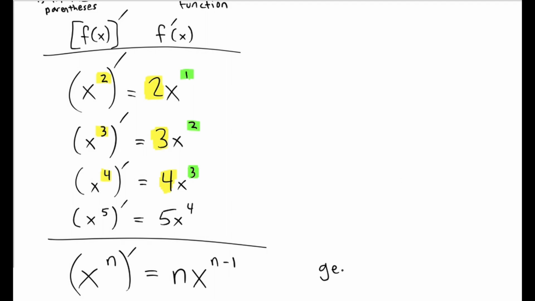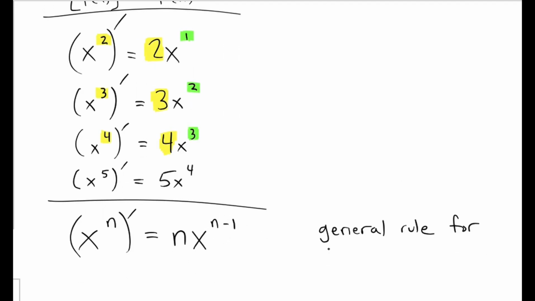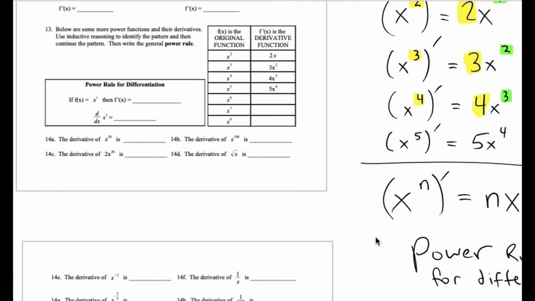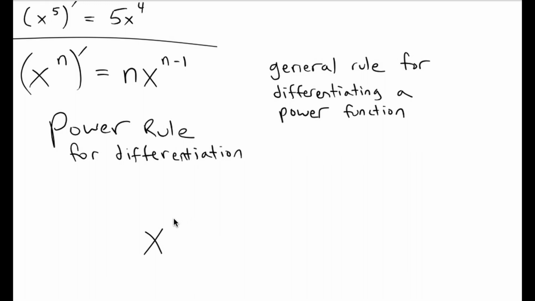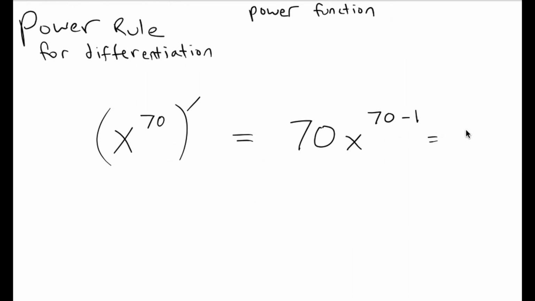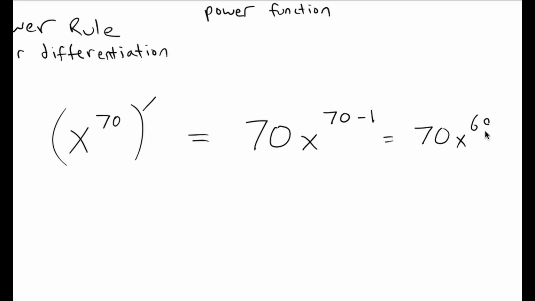That's the general rule for differentiating what's called a power function. This is called the power rule for differentiation. So let's do an example. x to the 70, and you want to do the derivative of it. It's going to become 70x to the 70 minus 1. So it's going to be 70x to the 69.